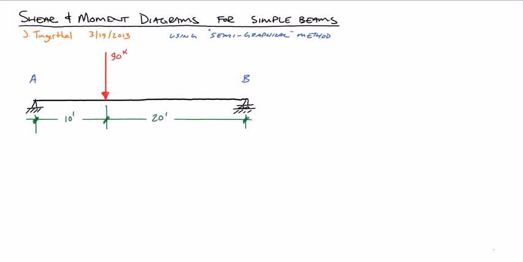So in this example, we're going to determine the internal shear and moment of a simple beam with a single point load. In order to do this, the first thing we're going to need is the reactions. So as always, we want to start by estimating what we think some of the answers are going to be, but also with a free body diagram.